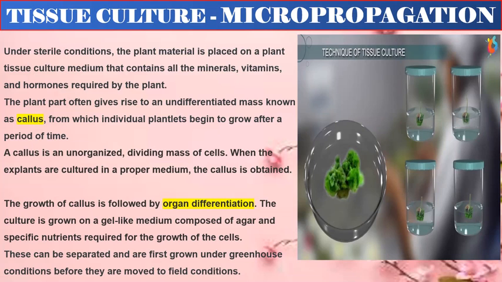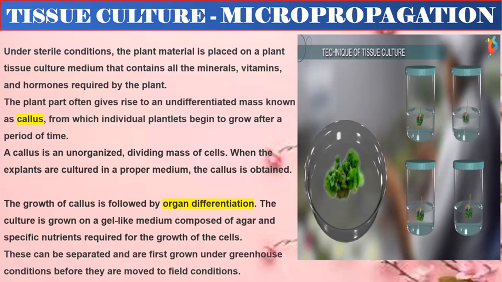The growth of callus is followed by organ differentiation. The culture is grown on a gel-like medium composed of agar and specific nutrients required for the growth of the cells. These can be separated and are first grown under greenhouse conditions before they are moved to field conditions. The callus is transferred into another nutrient rich medium containing plant hormones. The cells of the callus in this nutrient medium divide and differentiate into root and shoot and form plantlets.